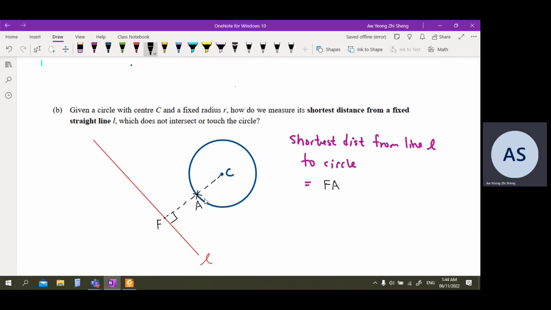It's the distance FA. And how to get this distance FA? You first start by constructing a perpendicular line from the center C towards the straight line L. And then the distance AF will be the shortest distance from the line to the circle. Okay, under what type of question would you need this knowledge? For example, in certain past year questions, they might ask you to draw the locus of Z.